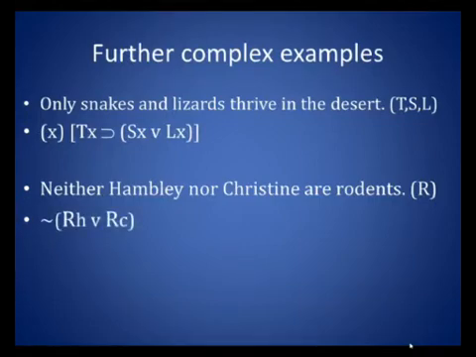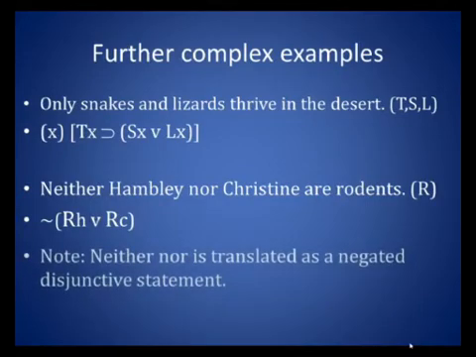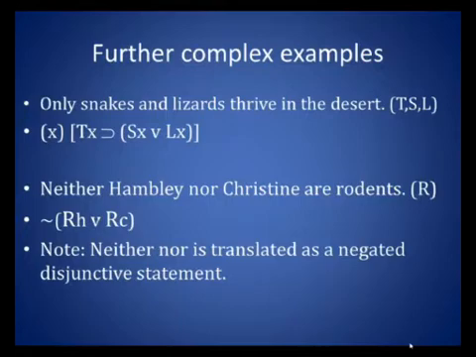So it will be simply translated as this. It is not the case that Hambly is a rodent or Christine is a rodent. Neither nor, take note of this, neither nor is translated as a negated disjunctive statement. In other words, when you see neither nor, you should recognize right away that you're going to have a disjunctive statement inside of parentheses with a negation sign to the left. Notice what this says. It says that this whole thing is not the case. It's not the case that either Hambly or Christine are rodents. So neither Hambly nor Christine are rodents.